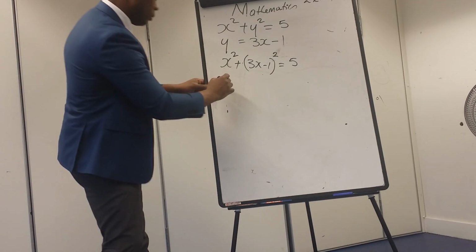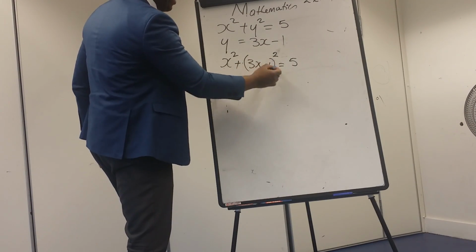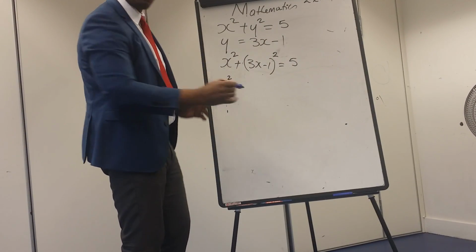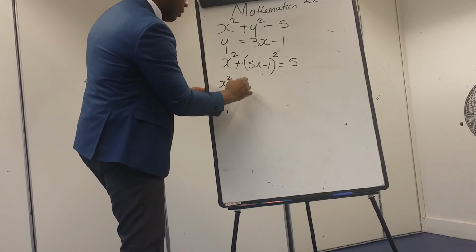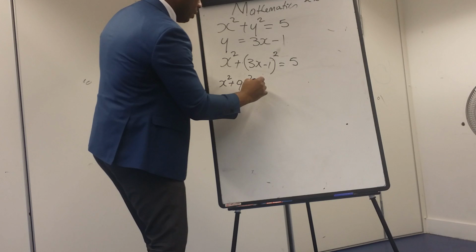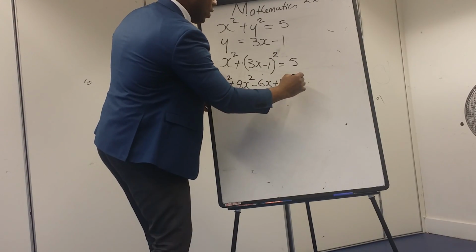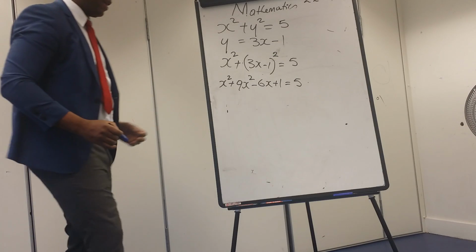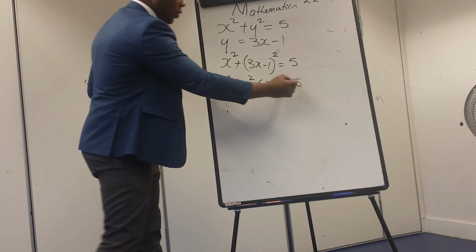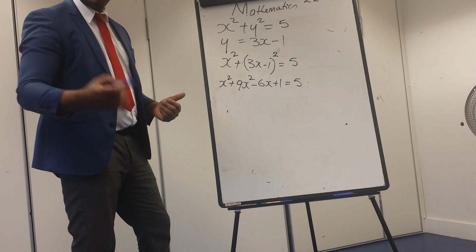Okay, so now we have x squared. If we expand (3x minus 1) squared, we will get 9x squared minus 6x plus 1. And that's all equal to 5. Okay? So now we need to bring 5 over such that we can equate the equation to 0.